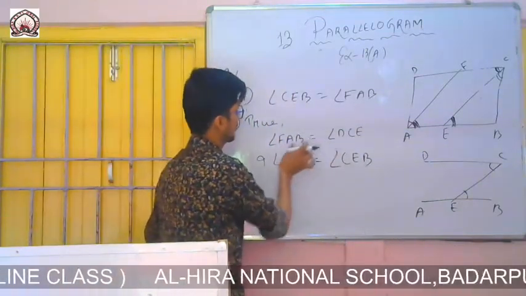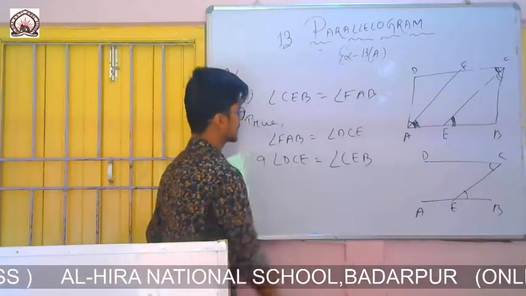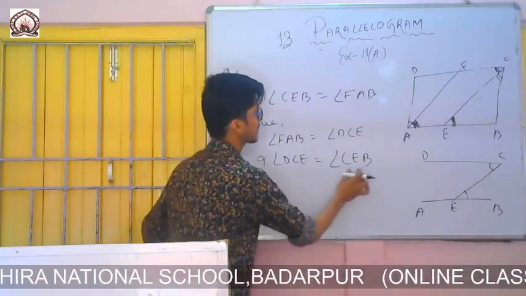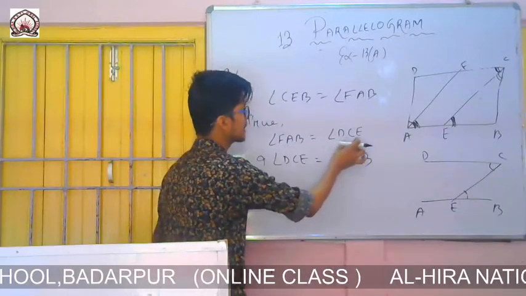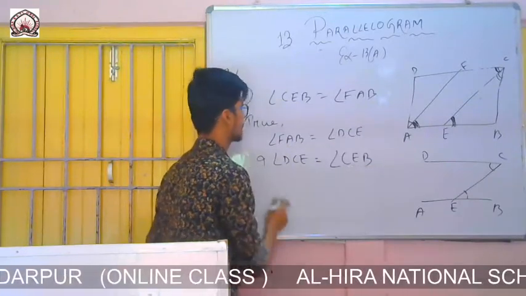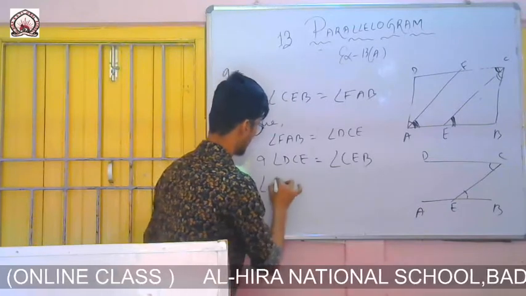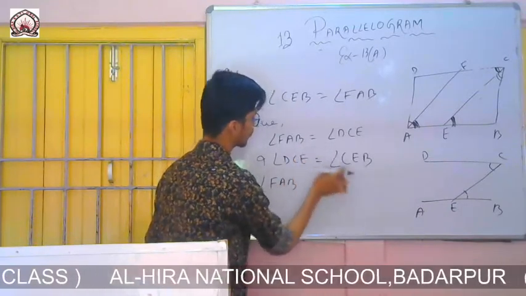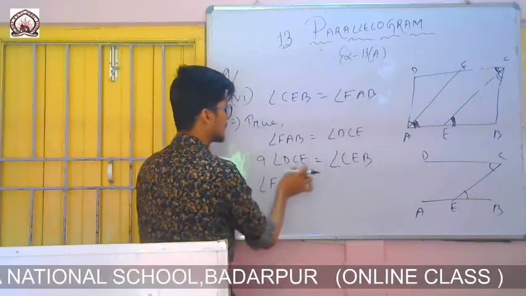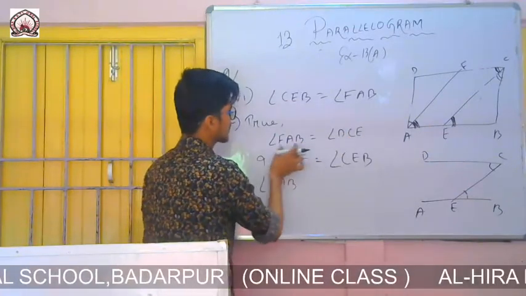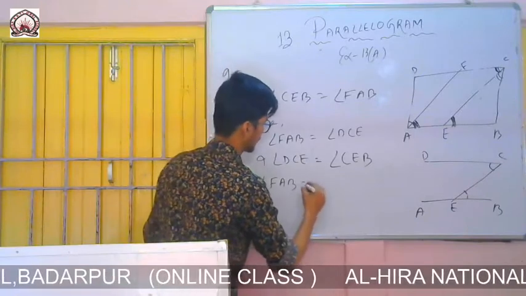You see here, FAB equals angle DCE and DCE equals angle CEB. If I simplify, this side is equal to DCE and again DCE is equal to CEB. That means I can write, therefore, angle FAB: if I compare these two, this angle is equal to this angle and this angle is again equal to this one. That means I can write these two angles are equal.